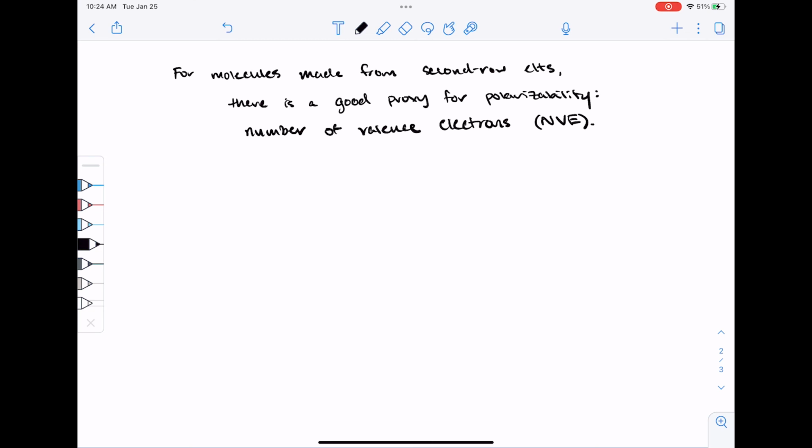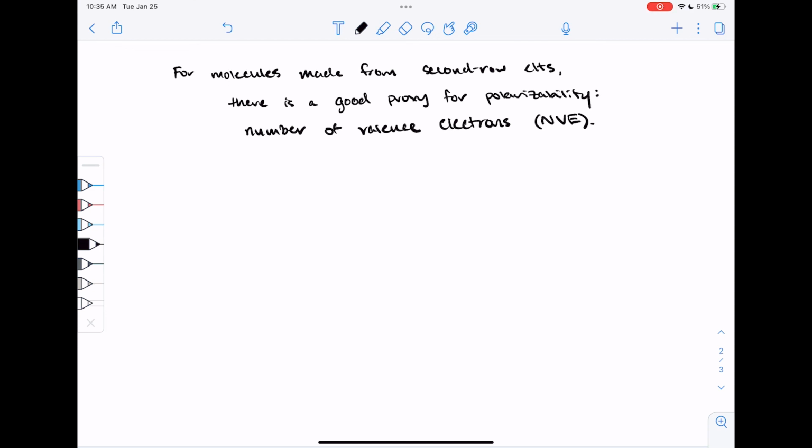And the reason why this doesn't work for elements above the second row, or the reason why it doesn't work if your molecule consists mostly of elements above the second row, is because the higher row elements contain d orbitals and f orbitals, which also affect how the electron cloud distorts. And so this proxy isn't the most correlated anymore.